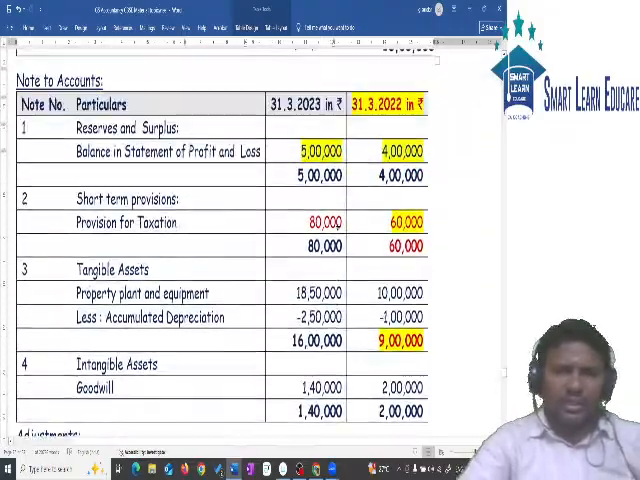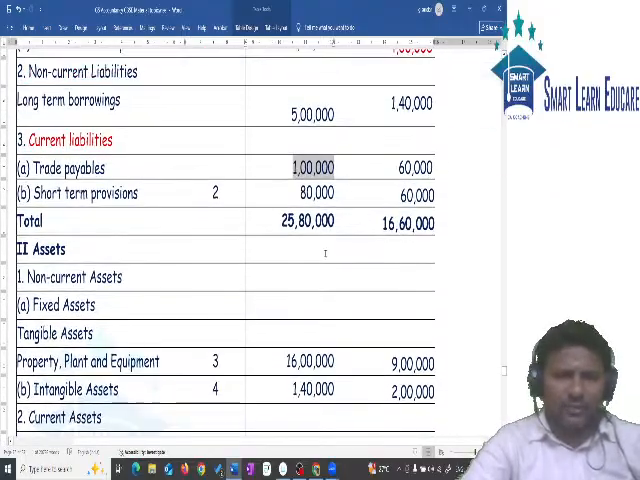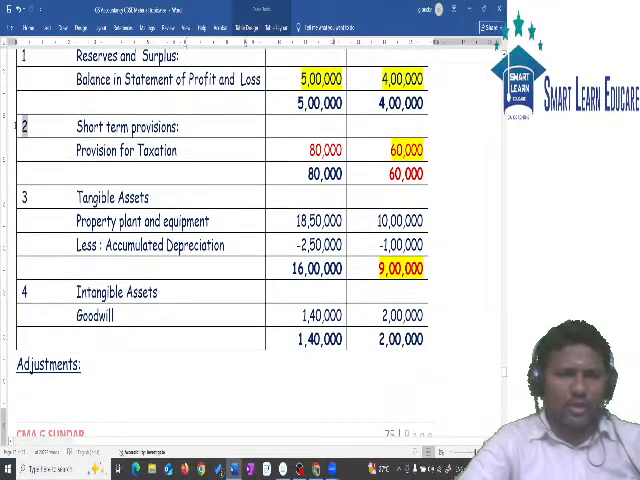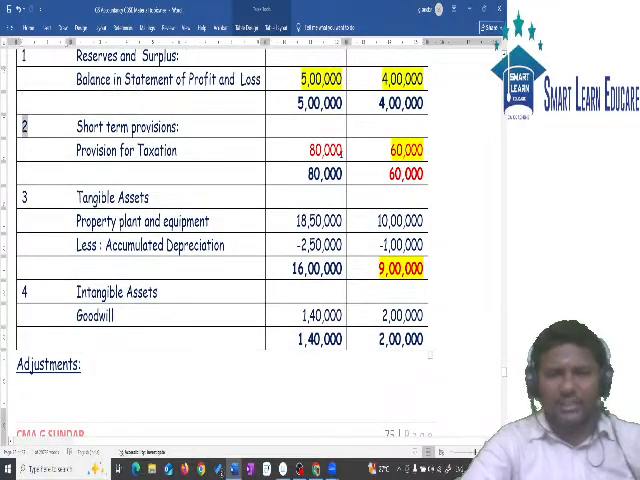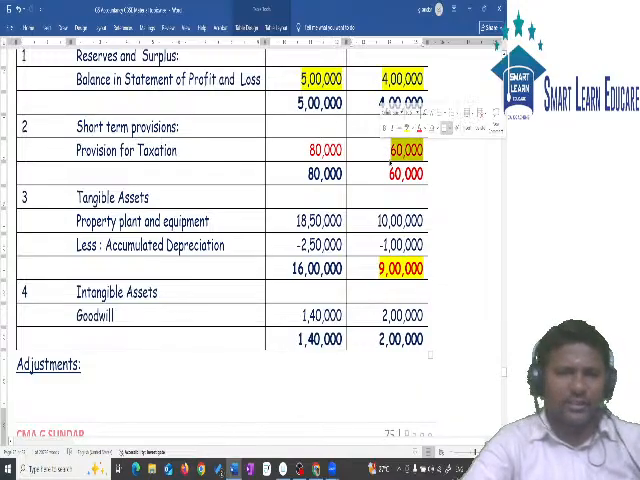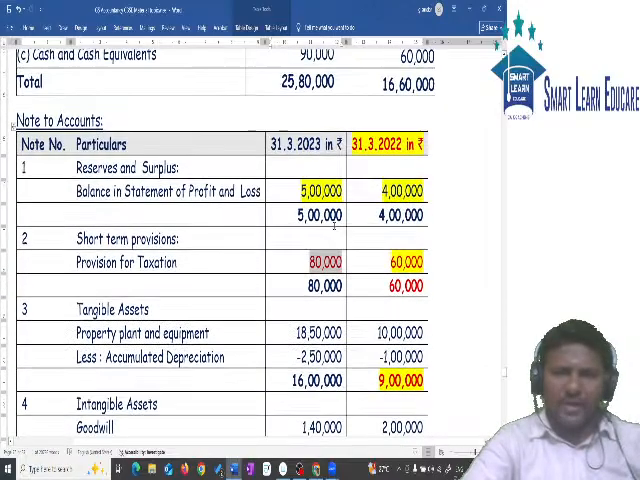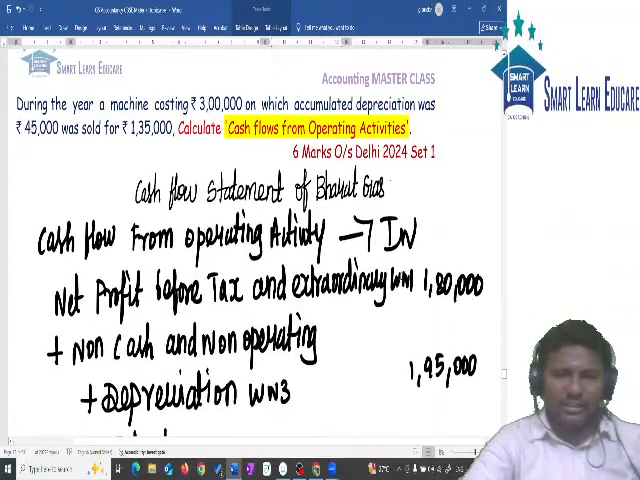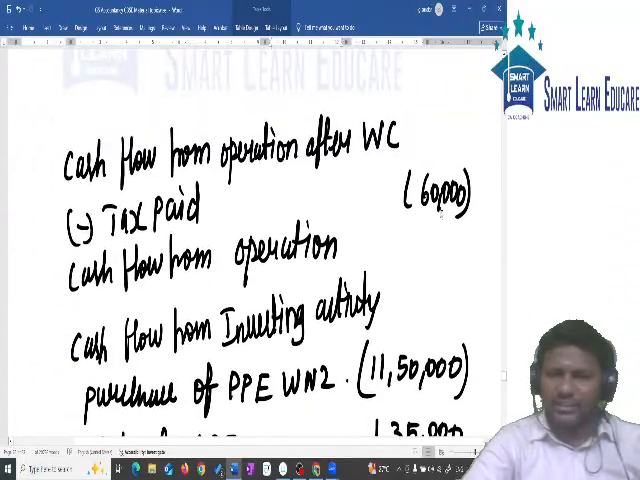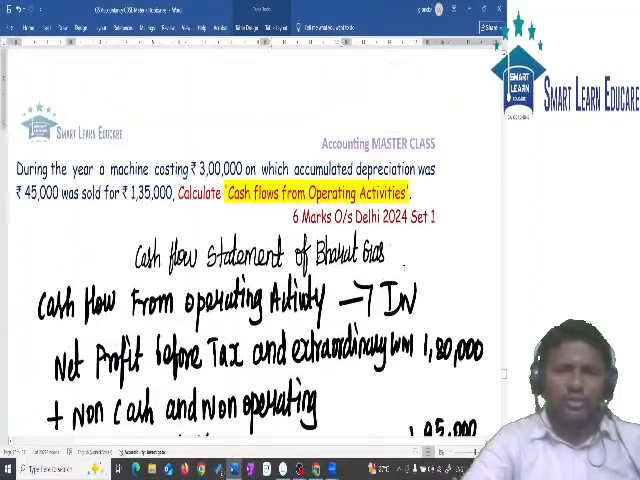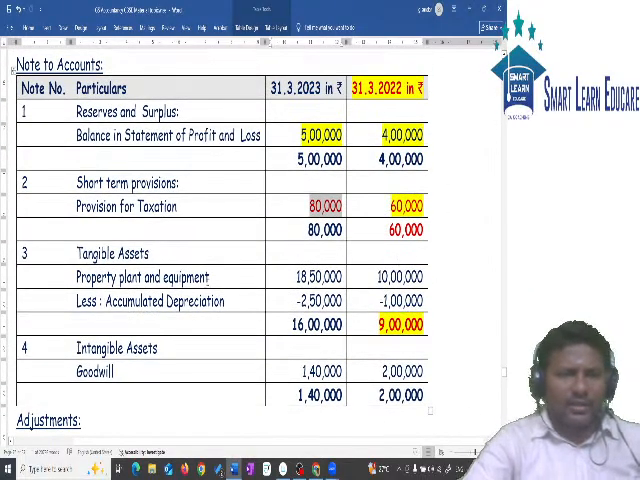Next, working capital changes over. What is the next item? Trade payable, increase in trade payable. Short term provision, 60 opening balance, 80 closing balance. Relating to short term provision, we have working note 2. What is note number 2? It is provision for tax. Already we considered provision for tax. 60,000 we already considered. Now 80,000 is to be considered as current year provision. Opening balance should be treated as paid. So 60,000 should be treated as paid. Tax paid is 60,000, that is also considered, and 80,000 also considered. That's all. Over.